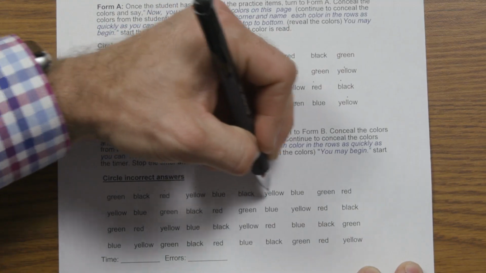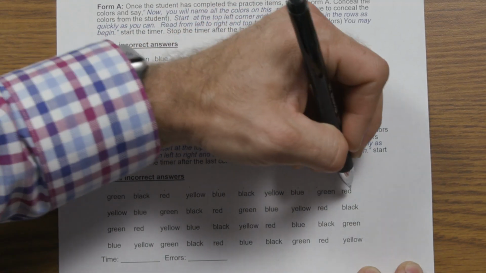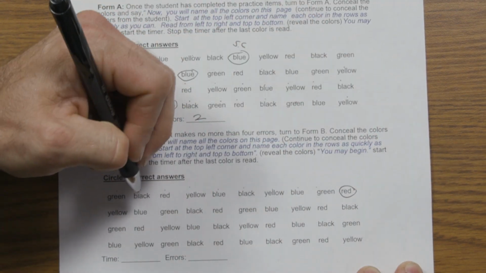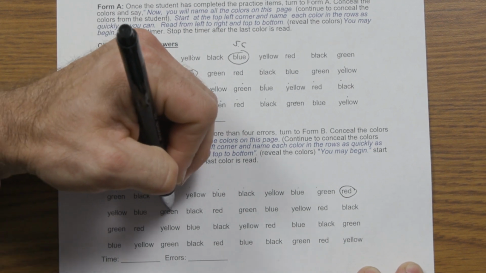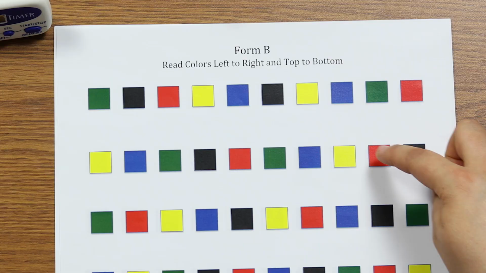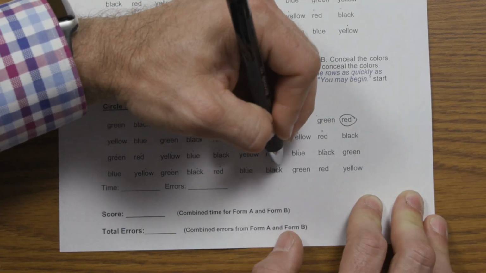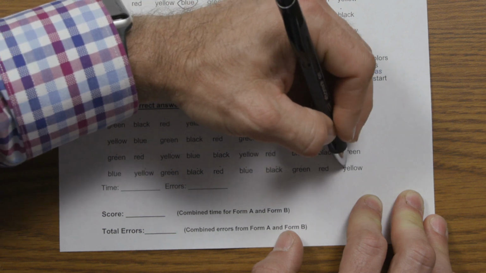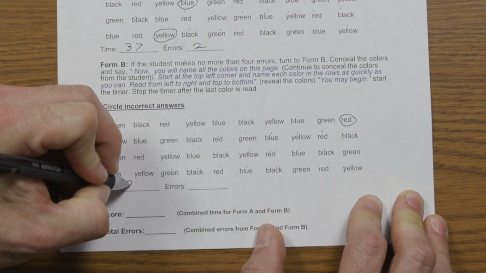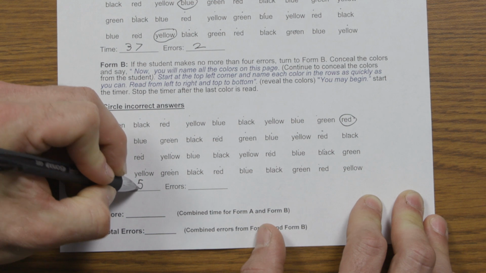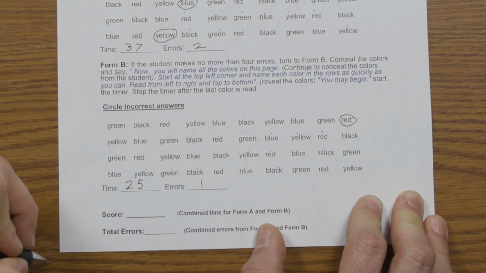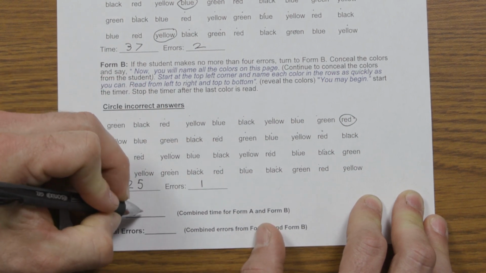Circle any incorrectly named colors on the student's score sheet. In order to eliminate guessing, self-corrections are capped at 1. Stop the timer when the student has finished naming the final color. Record the time and number of errors in the area for Form B on the student's scoring sheet. Finally, combine times and total number of errors from both forms and record these numbers at the bottom of the scoring sheet in the area indicated.